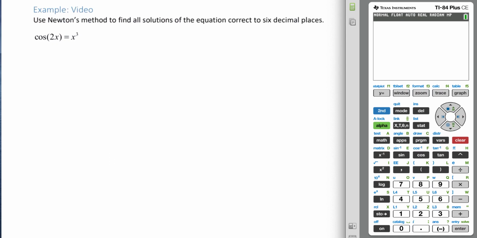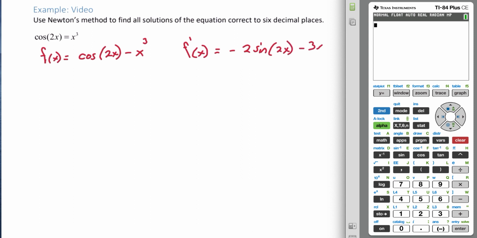Use Newton's method to find all solutions of the equation correct to 6 decimals. We'll start by putting both terms on the same side so that we can think of this as a function f of x: cosine of 2x minus x cubed. In order to use Newton's method, we then need f prime. The derivative is negative 2 sine of 2x minus 3x squared.